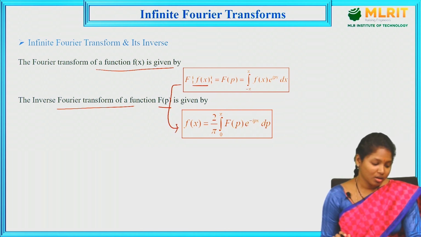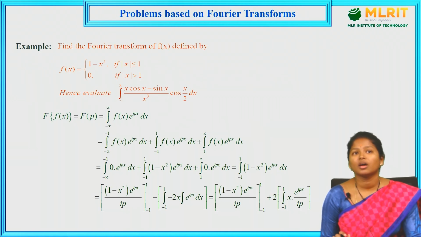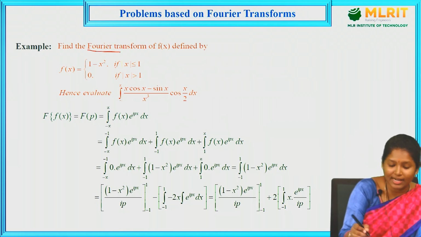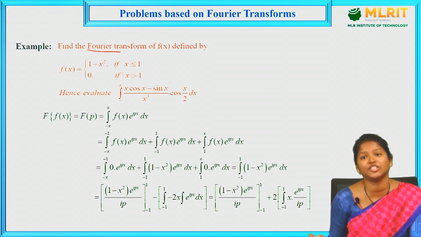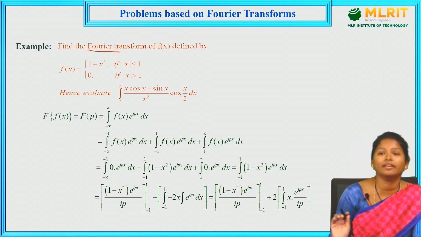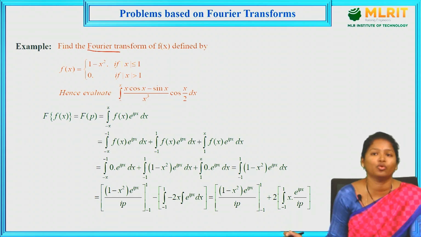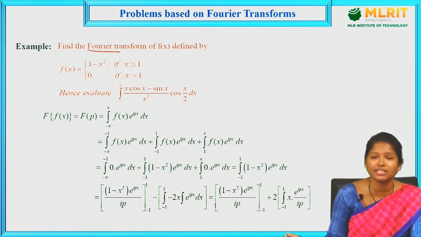Okay. So here the basic first example was: find the Fourier transform. If they didn't mention finite, it means it's the infinite Fourier transform. For the finite Fourier transform, they will say find the finite Fourier transform. If it's not given, it means it's infinite.